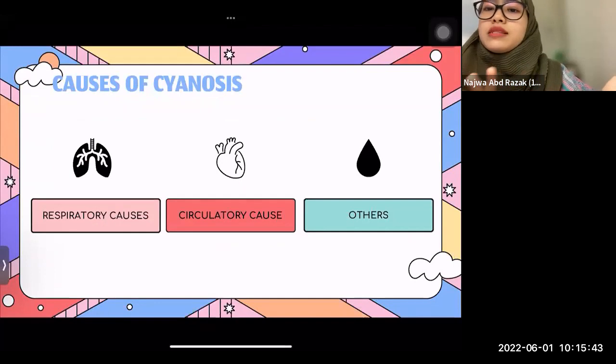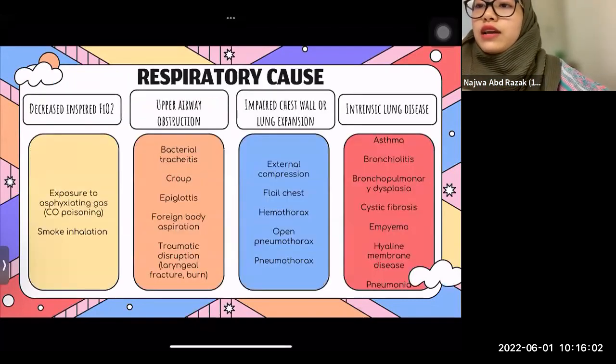Basically, the most common causes of cyanosis in infants who will be eventually admitted to an ICU would be respiratory distress syndrome, sepsis, and cyanotic heart disease. The systems that are likely to be involved would be mainly the respiratory and circulatory, and the rest will be categorized as others. So first we take a look at respiratory causes.